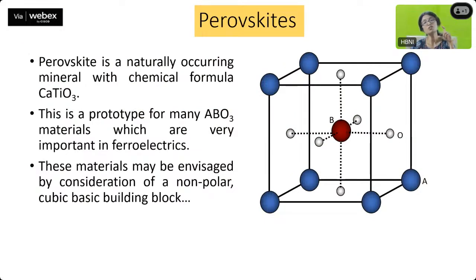So one of the topmost examples of a ferroelectric material are the perovskites. So perovskites, you all know, are a naturally occurring mineral, and the chemical formula is that of calcium titanate. So this is a prototype of many ABO3 materials, which are very important in the case of ferroelectrics. And so the structure you can consider like this. The A group is occupying the corner of the cube. The B is at the center of the cube, and you have oxygen atoms which are bonded to this B group. This is the structure of a perovskite or calcium titanate.